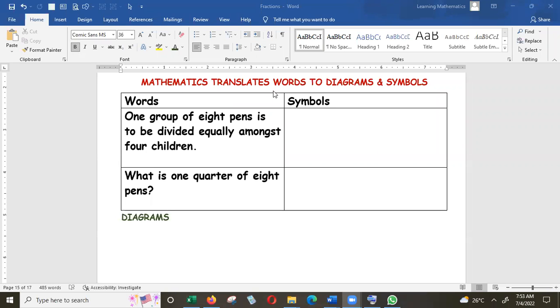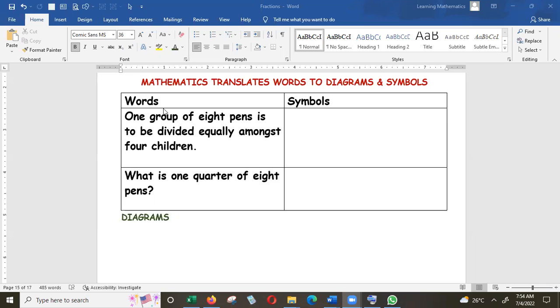Mathematics translates words to diagrams and symbols. So here we have some English words depicting a situation. Let's read it. Oh, and by the way, please take out your pencil, your pen, and your paper so that you can start writing. Anytime you are looking at a math video, you must be putting pen or pencil to paper. Right, so one group of 8 pens is to be divided equally amongst 4 children.